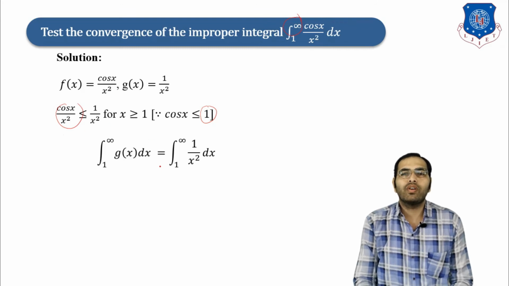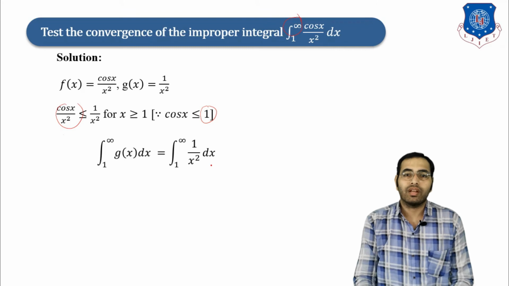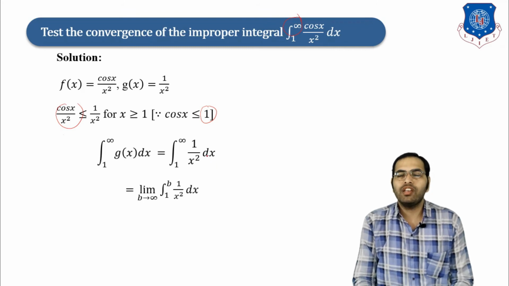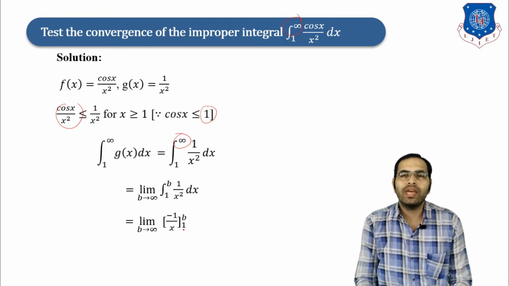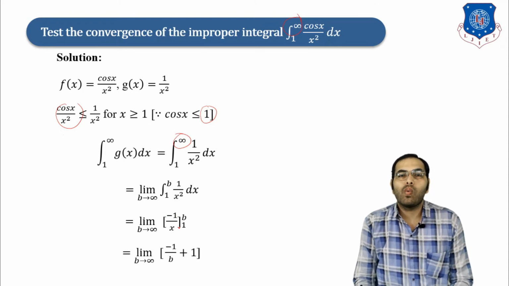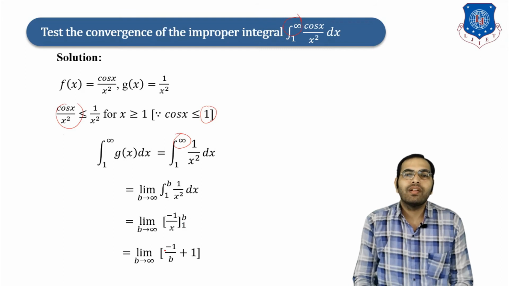Then our integral from 1 to infinity of 1 upon x square dx. Here the upper limit is infinity, so limit b tends to infinity, integral from 1 to b of 1 upon x square dx. The integral of 1 upon x square is minus 1 upon x, where x varies from 1 to b. Then substituting the limits, upper limit minus lower limit, limit b tends to infinity, minus 1 upon b plus 1. Now replacing b with infinity, minus 1 upon infinity is 0, so 0 plus 1, and the answer becomes 1, which is finite.